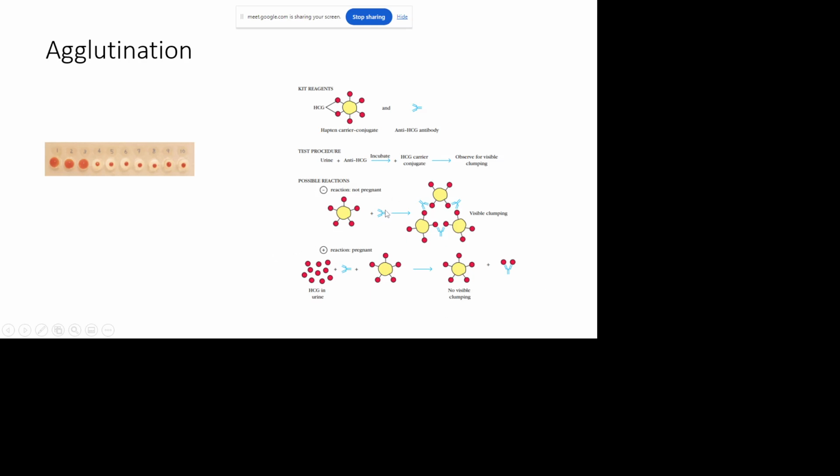And if there will be available antibodies when the sample will not contain the HCG in the urine, so now if there is the available free antibody, then they can be easily used to make this cross link with this hapten carrier conjugate. So in that case, you will get a clump, right? So that's how the pregnancy test kit works, by using this agglutination reaction between the anti-HCG antibody and HCG.